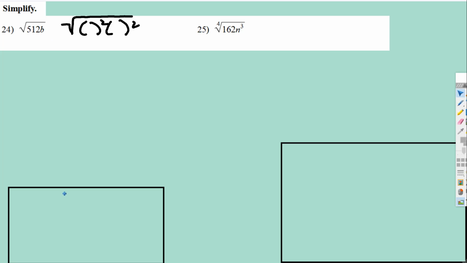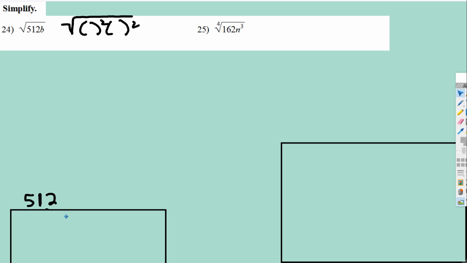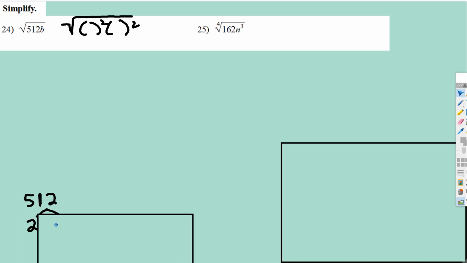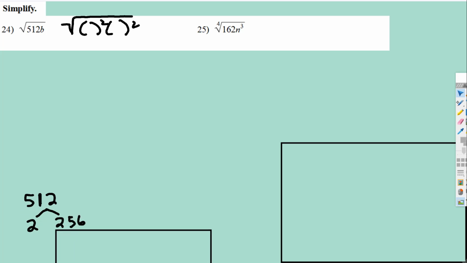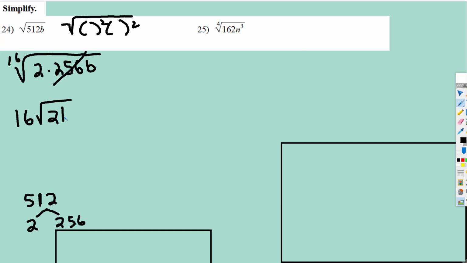And one good tactic to use is a factor tree. Since 512 is even, divide 512 by 2 and you get 256. What you could do at that point is check: is 256 a perfect square? It is. The square root of 256 is 16. So then what you have is 16 times the square root of b. And that would be your final answer.